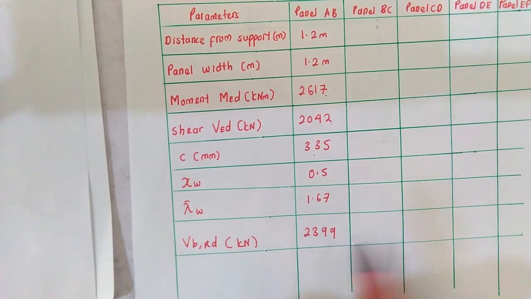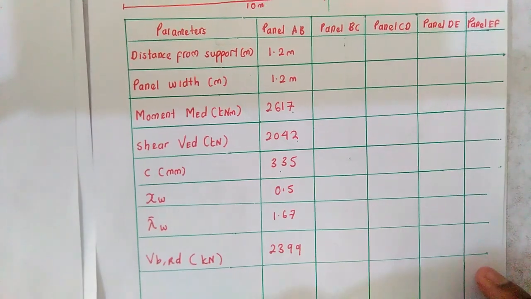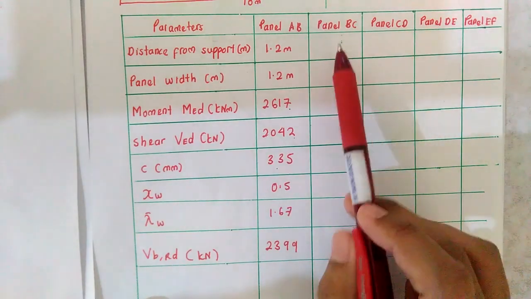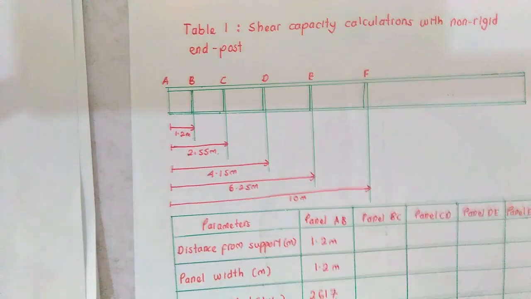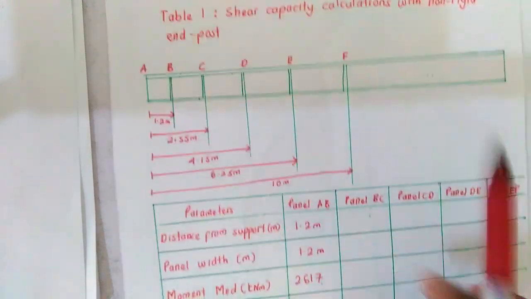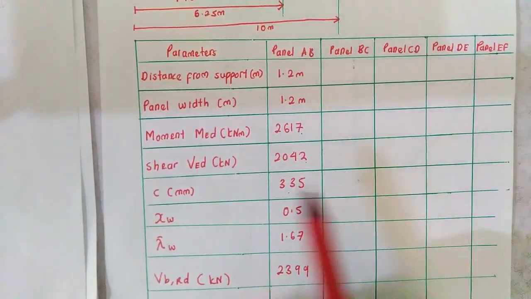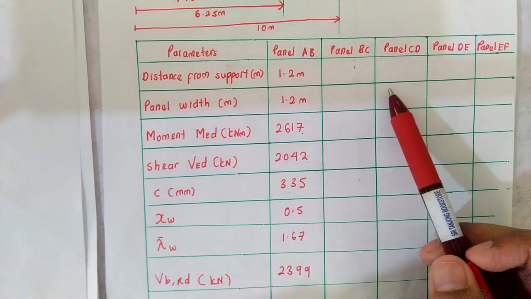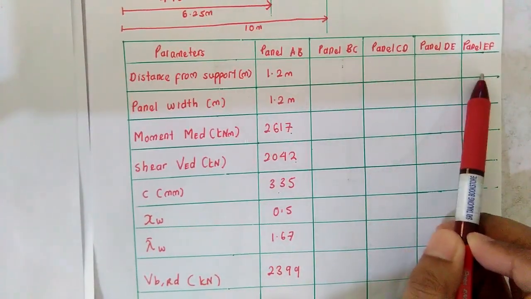The next task is your job, students. You have to complete all the other panels. We still have the remaining panels, which are BC, CD, DE, and EF. Next, you need to continue with a simple exercise to check the shear buckling resistance for every panel.